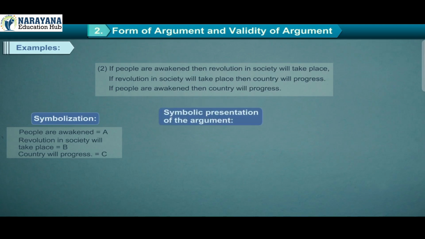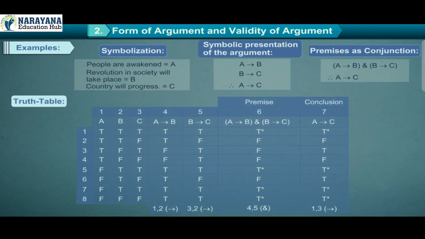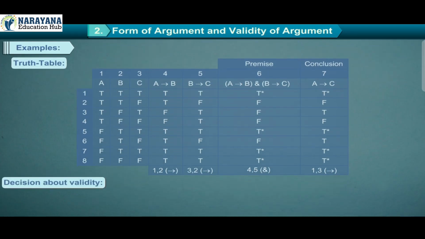Symbolic presentation of the argument. If A, then B. If B, then C. Therefore, if A, then C. Premises as conjunction. In bracket, if A, then B, bracket over, and in bracket, if B, then C, bracket over. Therefore, if A, then C. Truth table. Decision about validity.